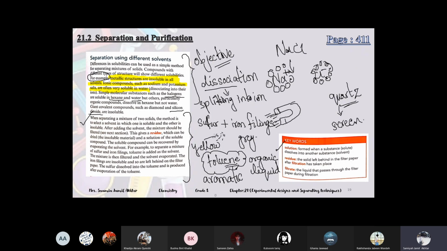Solution, residue, filtrate, keywords. Residue and filtrate, these two words are used in the filtration technique. The residue is a solid substance which remains on the filter paper, and filtrate is the liquid which goes down from the funnel into the beaker.